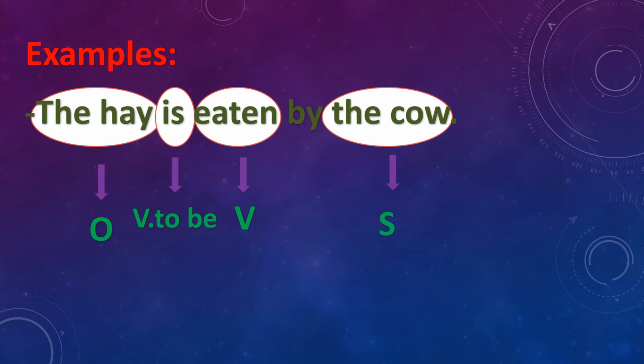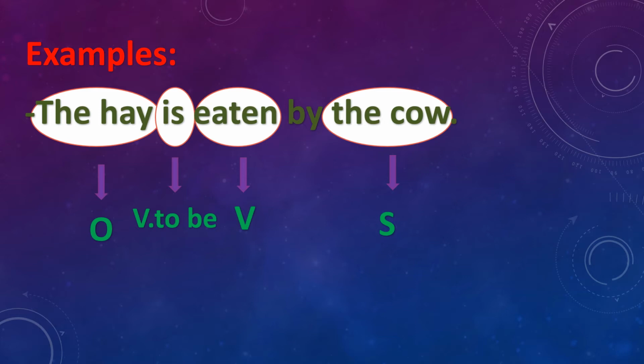OVVS. So this is a passive voice sentence because we started with the object, and after the object we put verb to be, which is "is" here because it's present, and after that we put the main verb, we put the action, another V, and at the end of the sentence comes the subject, the doer of the action.